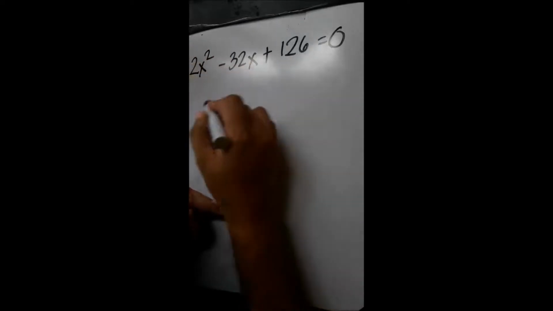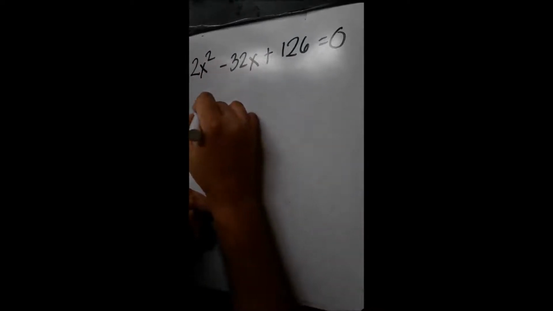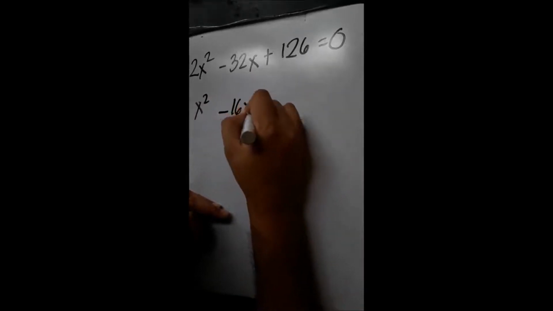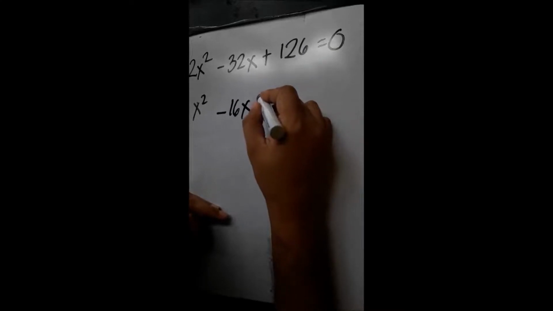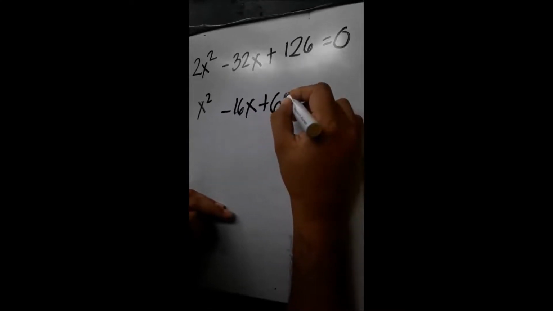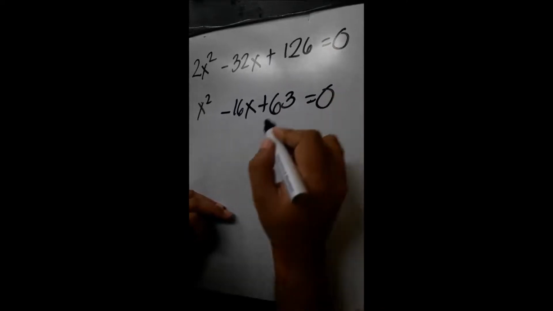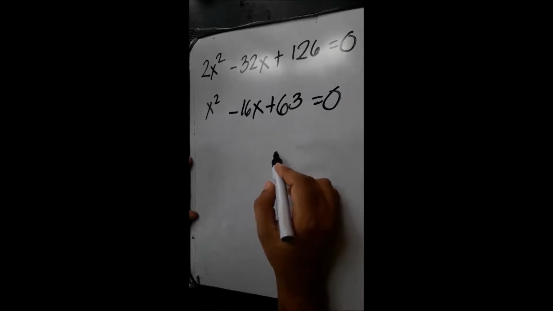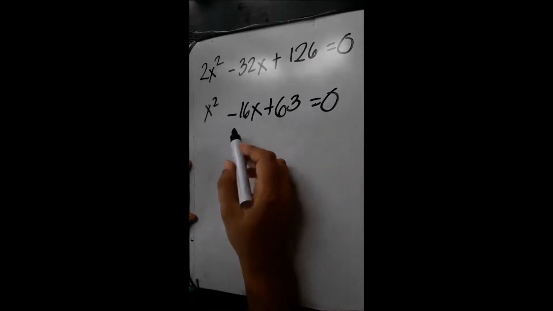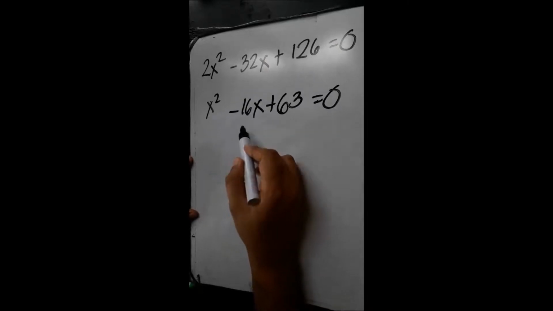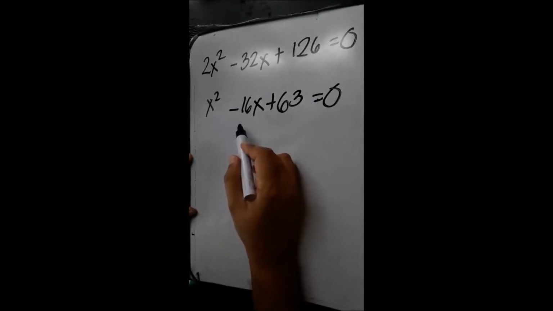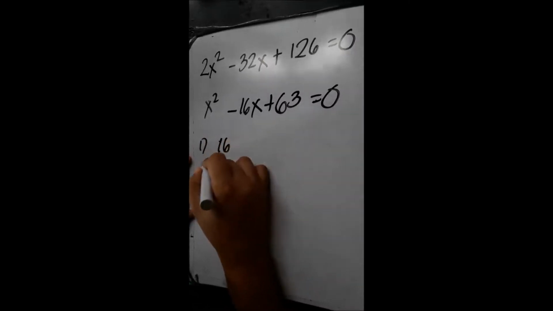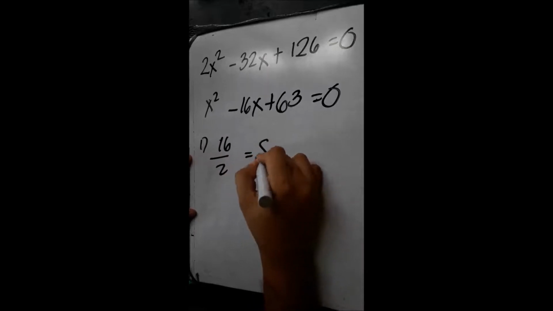Okay, so by dividing by 2, 2x squared divided by 2 is x squared, and 32 divided by 2 is 16x, and 126 divided by 2 is plus 63, and still equal to 0. And then with this form, I can proceed to the steps of the method. So I will get the opposite of the coefficient of the middle term. It's minus 16 here, so I will get 16. So that's 16 over 2 is equal to 8.